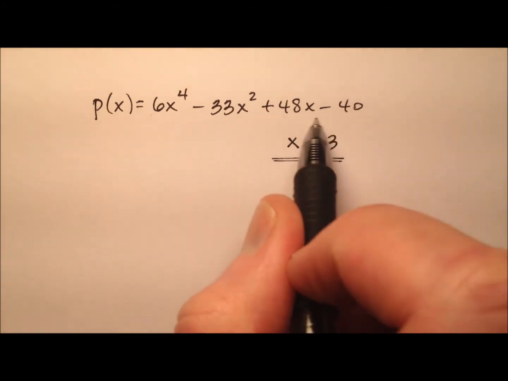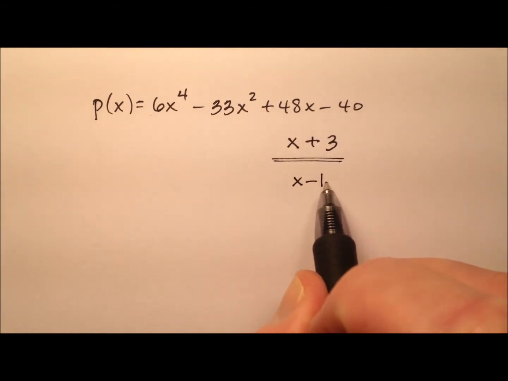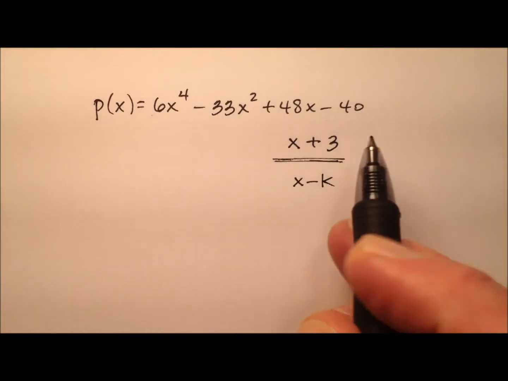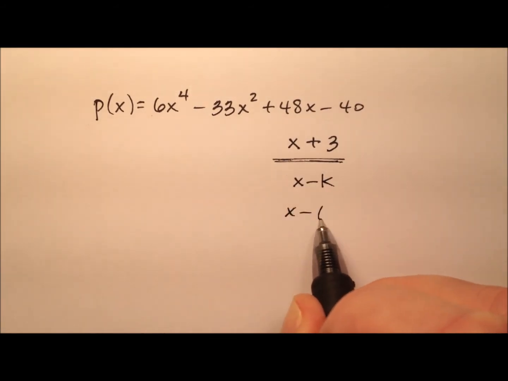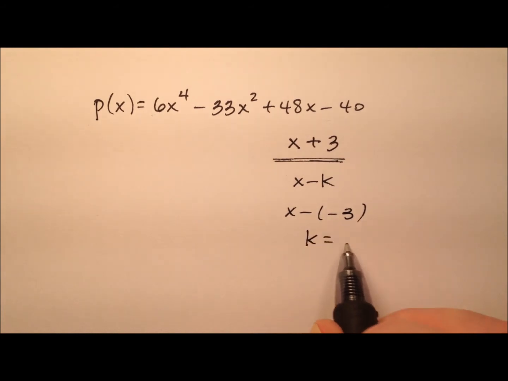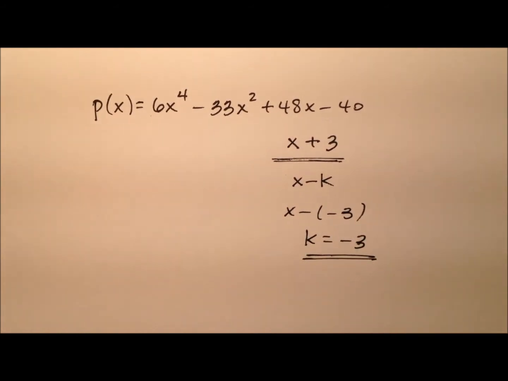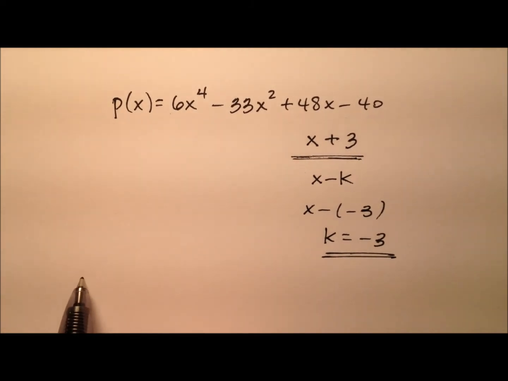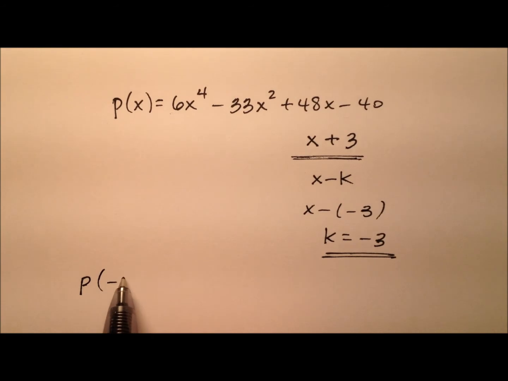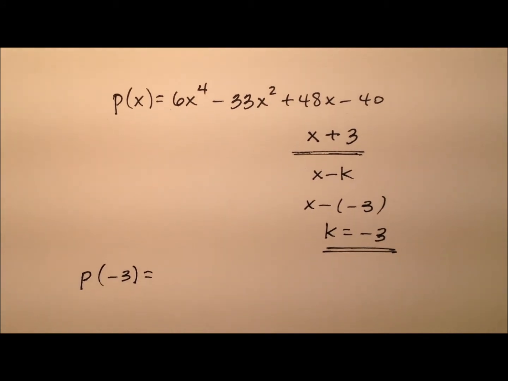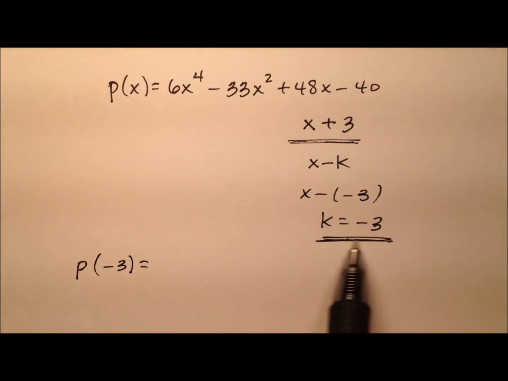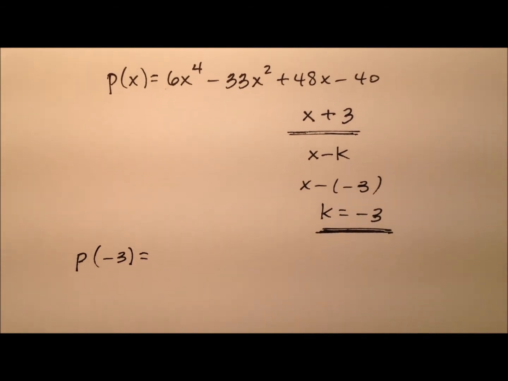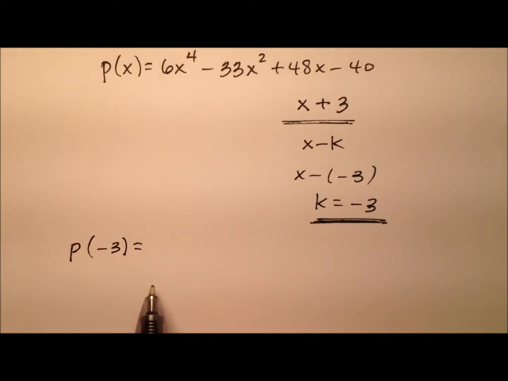We know that the linear binomial needs to be in the form x minus k. So this x plus 3 is actually x minus a negative 3, so this k value is negative 3. A couple of things are going to happen. First, I'm going to evaluate my polynomial function p at that k value, negative 3. Then I'm going to use synthetic division, dividing using this k equals negative 3, and I'm going to show you the relationship.